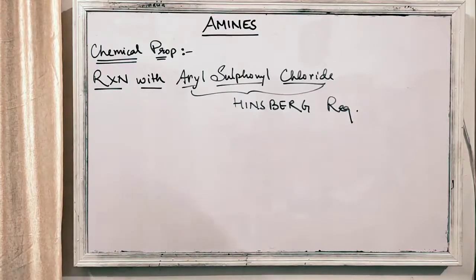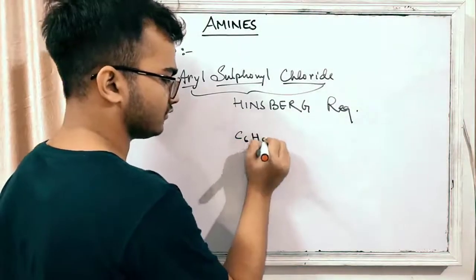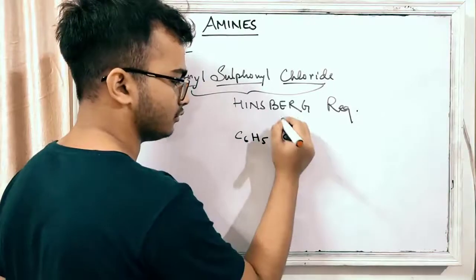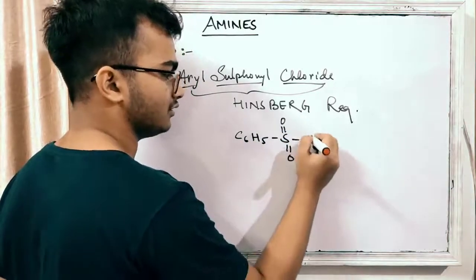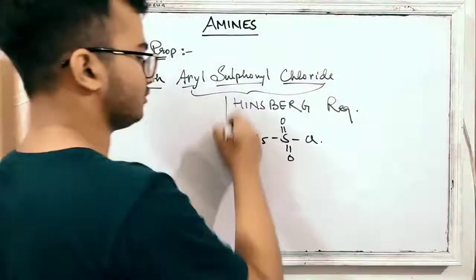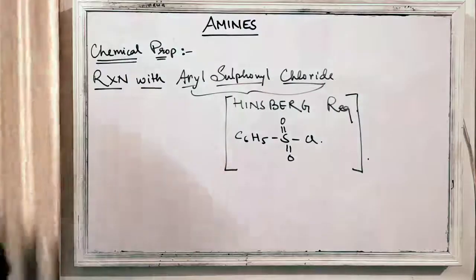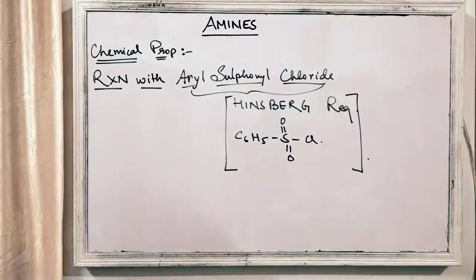So how does the Hinsberg reagent look like? It is like this: C6H5, this is the aryl group, this is S double bond O, S double bond O, and here is Cl. This is the structure of aryl sulfonyl chloride or the Hinsberg reagent. Clear? So copy it up to this much.